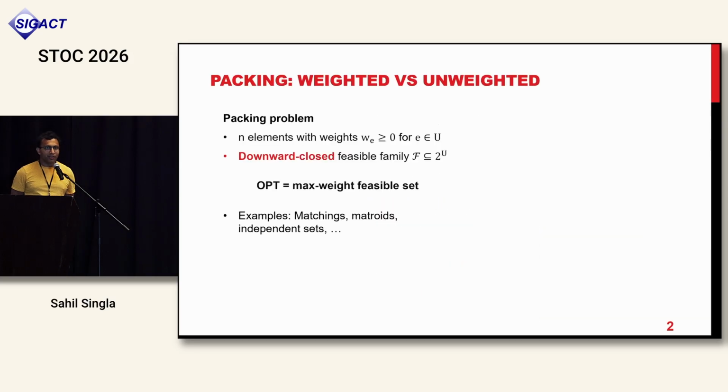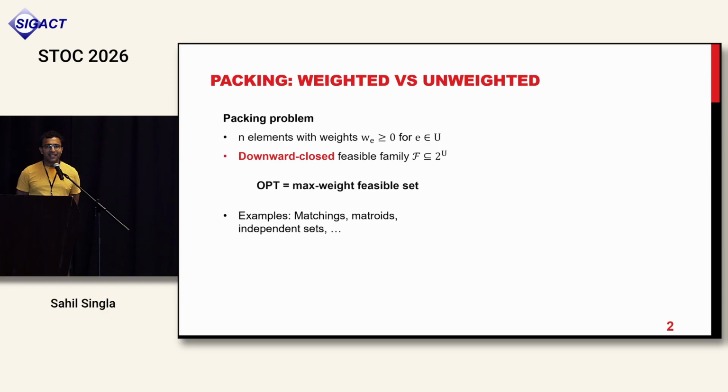So firstly, in this work, we'll focus on packing problems under uncertainty. What do I mean by a packing problem? Think of it like you have n elements. Each element has a weight, and you have some downward closed feasibility set system. Your goal is to select a max weight feasible set. Classical examples include max weight matching and so on. Each element has a weight, and you want to select a feasible set of maximum weight.